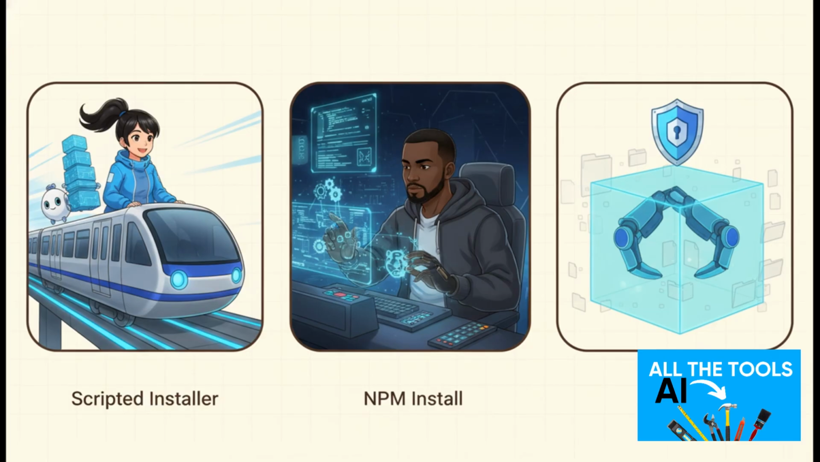Now, if you're a developer who juggles a lot of Node.js projects, the npm install will give you a lot more fine-grained control. But if security and isolation are your absolute top priorities, and they probably should be, then running OpenClaw inside a Docker container is the gold standard. It basically puts the AI in its own secure sandbox, limiting what it can see and do.